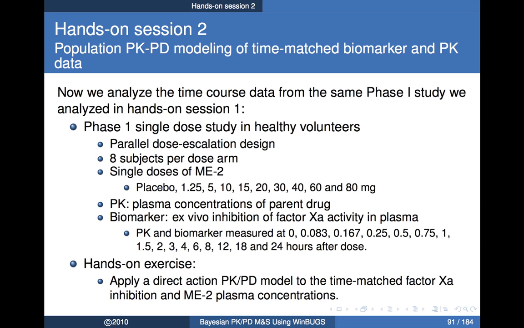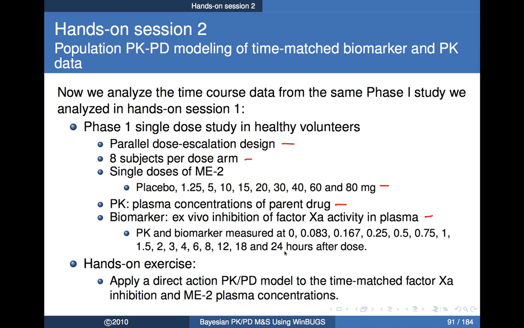So we're going to take that original data. Recall again, it was a phase 1 single dose study in healthy volunteers, parallel dose escalation. There were 8 subjects per arm, and what was it, 10 arms, I believe here, placebo and several different doses of ME2. The PK measurement was plasma concentrations of parent drug, and then our biomarker was ex vivo inhibition of factor Xa, and both quantities were measured here.